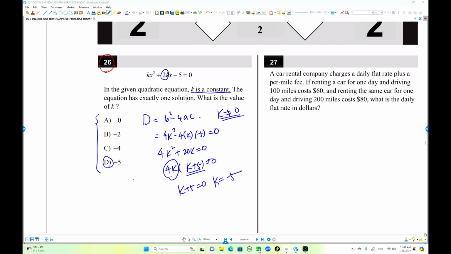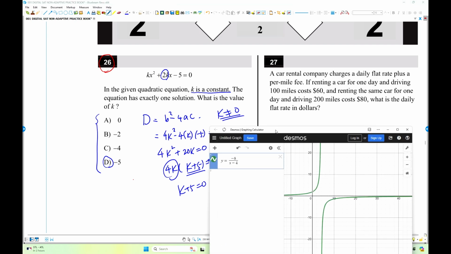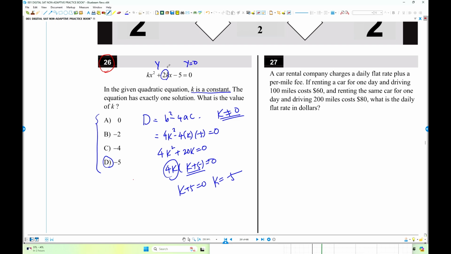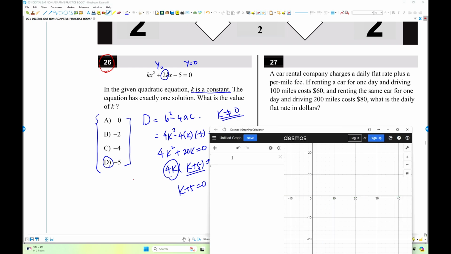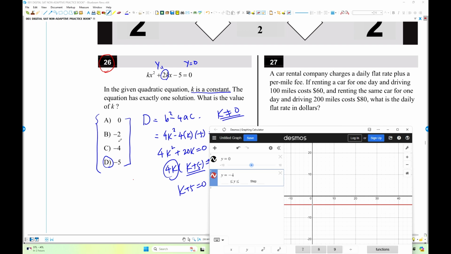I'm going to show you. This is the graph. y equals 0, and this is the y equals kx graph. But the value of k is already given over here, so we check 0, negative 2, negative 4, negative 5 until we find the correct one, okay? So the first one, y equals 0. The second one is the kx graph. With k equal to 0, y equals negative 5. There's no intersection. That's not correct. All right. The second one is negative 2.